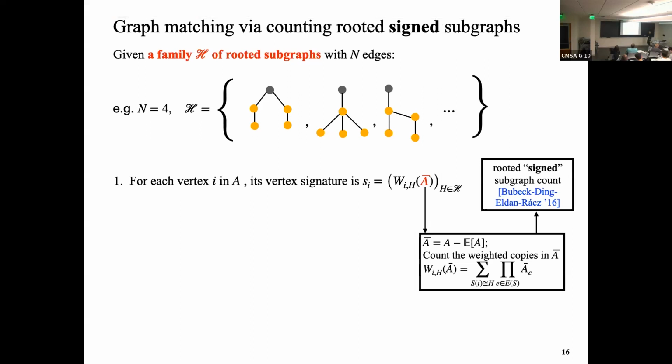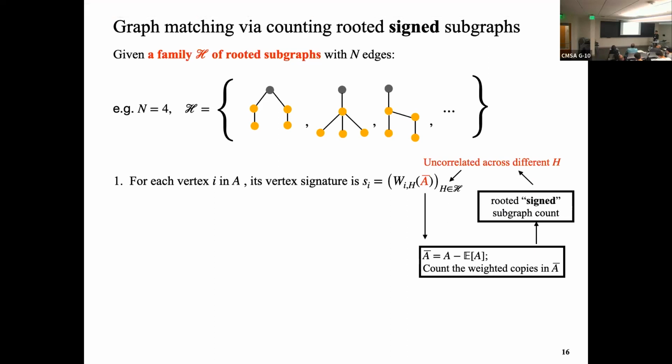So let me parse it. You have the adjacency matrix originally, and you subtract its expectation, and you count the weighted copy. And weighted copy here just means, if you have the original adjacency matrix here, this is the total number of subgraphs. Otherwise, you just have this weighted version, right? This sum product thing. And this was introduced earlier in the paper by Bubeck et al. in the context of testing random geometric graph versus Erdős–Rényi graph. And they call them signed triangles. So here we use the same name, we call them signed subgraph counts. Okay. So they are guaranteed, and this is a simple exercise, you can check that they are uncorrelated if you have different subgraphs.